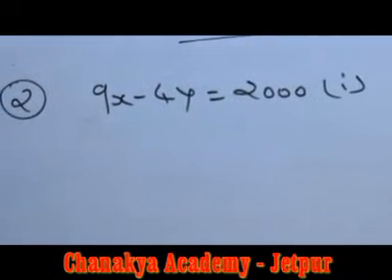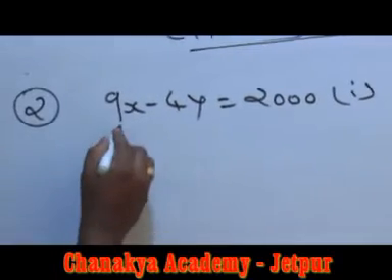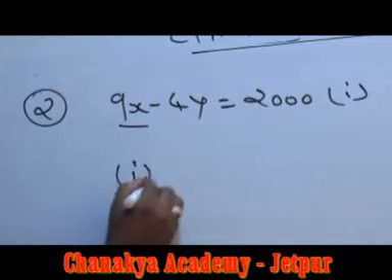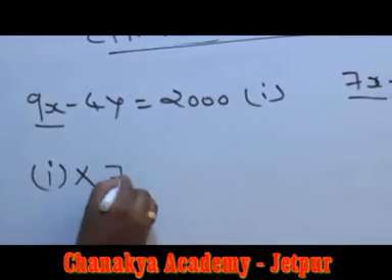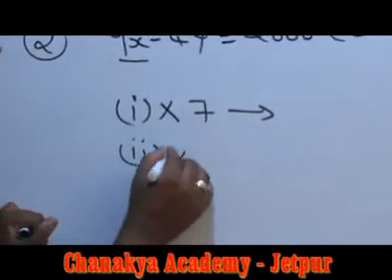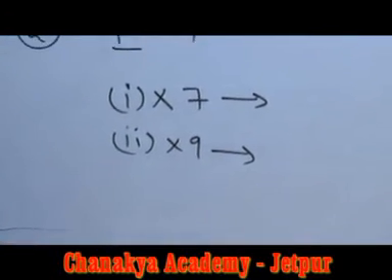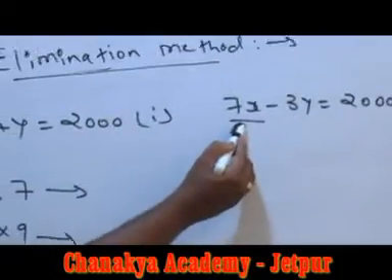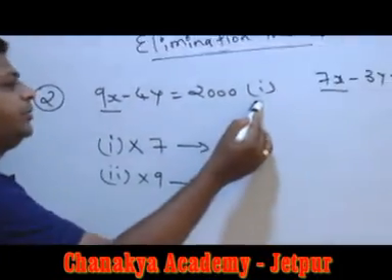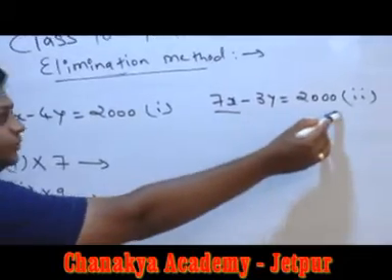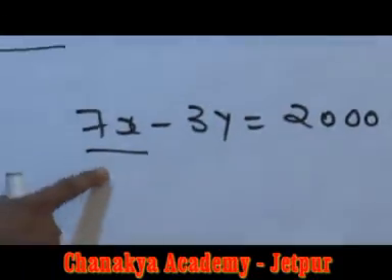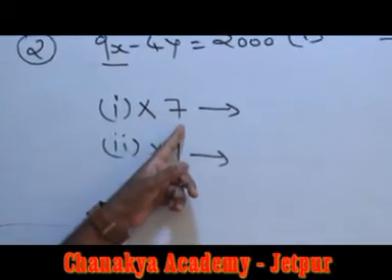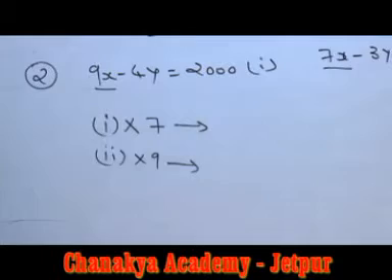Okay students, now first step will be underlining the terms containing x, here 9x and here 7x. Now equation 1 will be multiplied by 7 and equation 2 will be multiplied by 9. Students, here we should be careful. Equation 1 is multiplied with the coefficient of x of equation number 2, and equation 2 is multiplied with the coefficient of x of equation 1, that is 9.